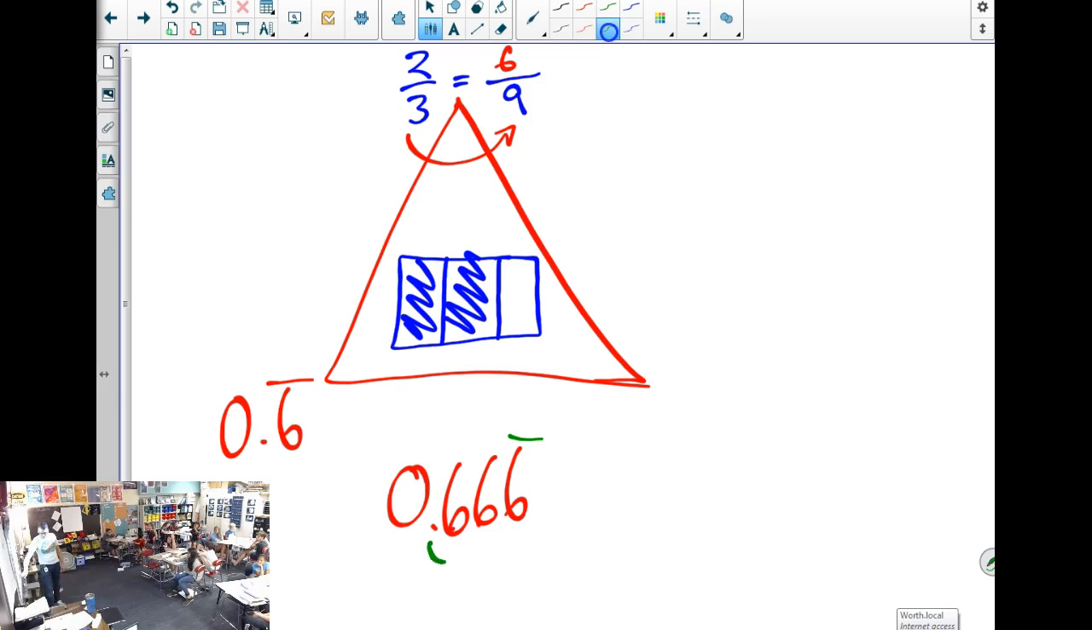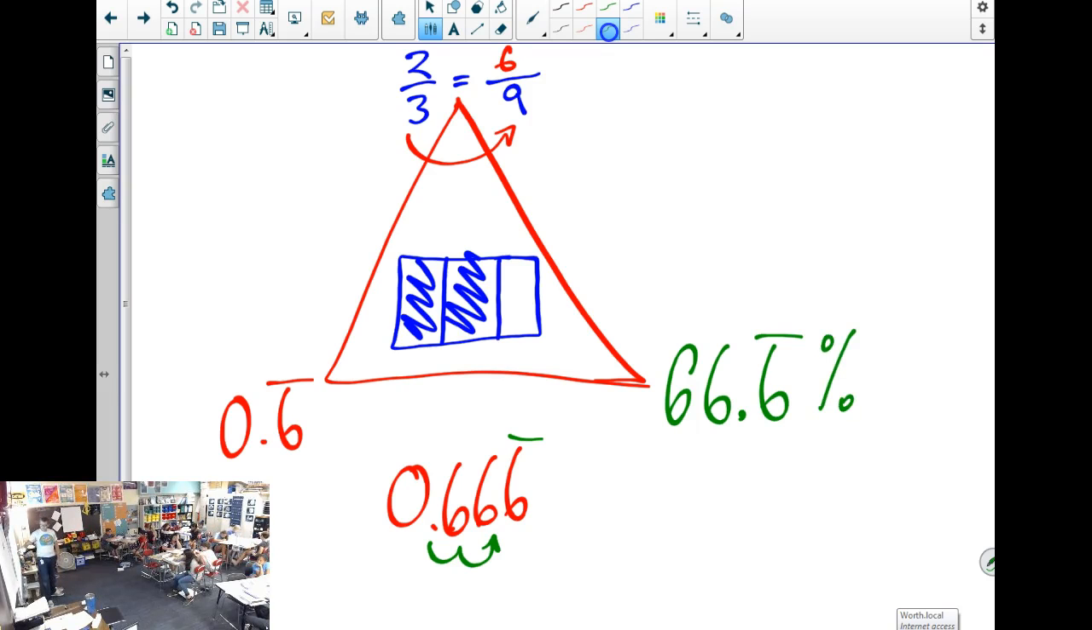Thank you. All we do is bump the decimal to the right 2 places. And this becomes 66.6. It still repeats, right? I didn't stop the fact that it repeats. But now you have to have the percent sign on there. That's how you convert it to a percent. That will help you a lot on your homework if you paid attention and wrote that stuff down.